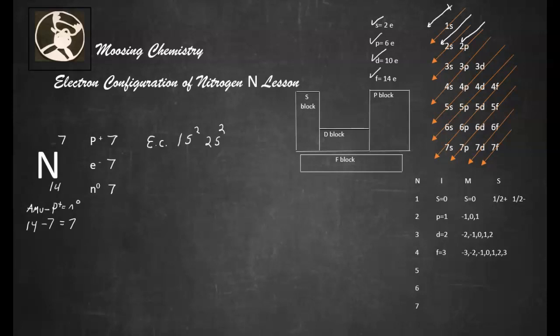So now we're going to come to the next slide, and we're going to stop at 2p, because 2p can hold up to 6 electrons. But we don't have 6 electrons left, so let's write 2p3. So now let's add this up. 2 and 2 and 3, they make 7. So that electron configuration is absolutely correct.